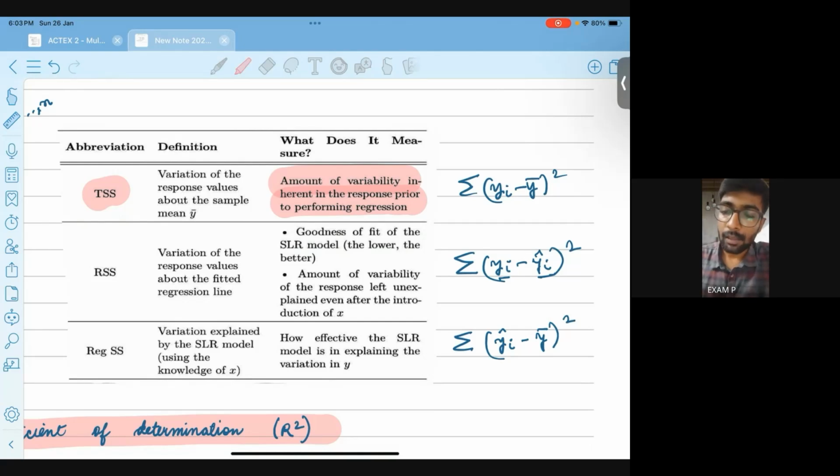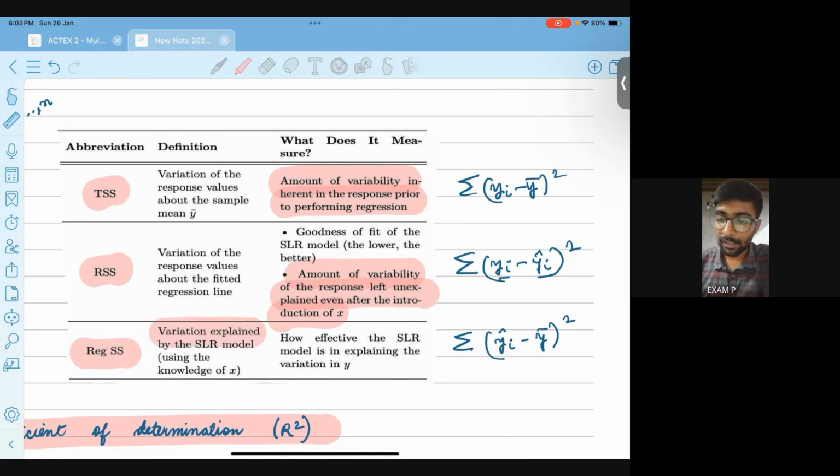Now, the total variation in y is called the TSS. What is RSS? RSS is the amount of variability that you have in the errors. Or in other words, it is that part of the total sum of squares which remains unexplained by your model. It's the unexplained part of TSS. So clearly regression sum of squares will be the explained part. This is the part that is actually explained by the model.